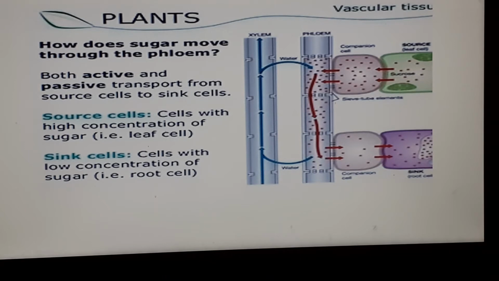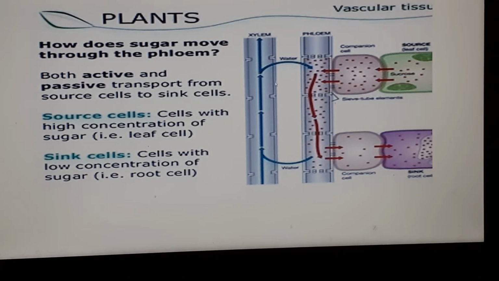Here both activities take place, that is, active and passive transport. Active transport means it uses energy, and with the help of that it comes out. Whereas passive transport means there is no need for energy, it is simply diffusion that takes place.